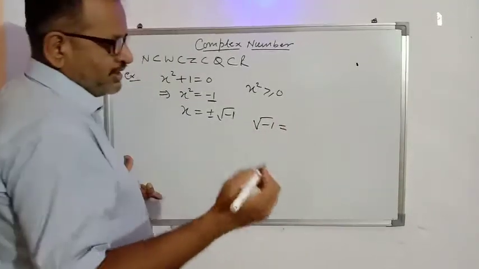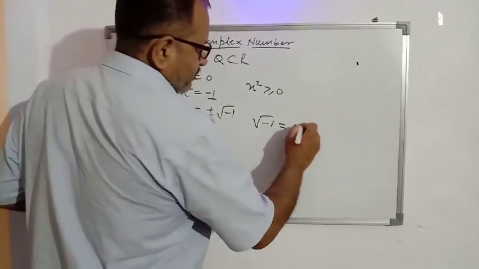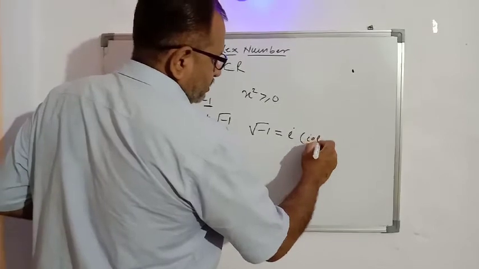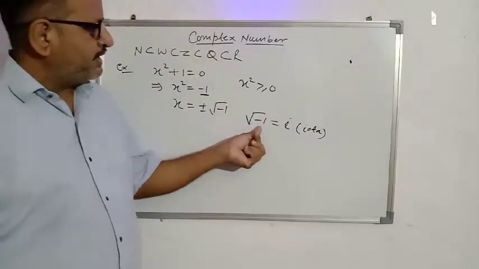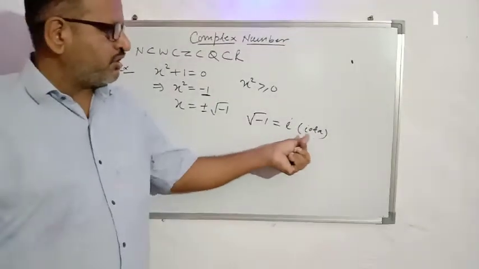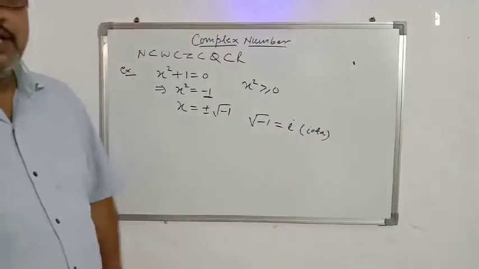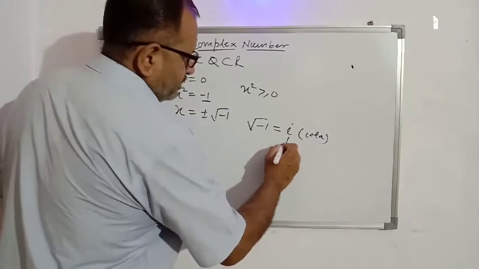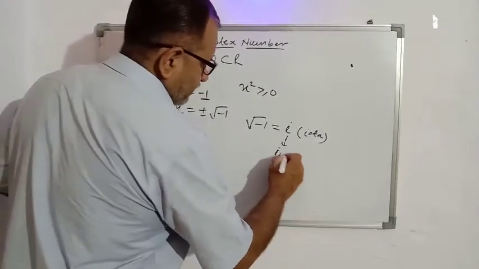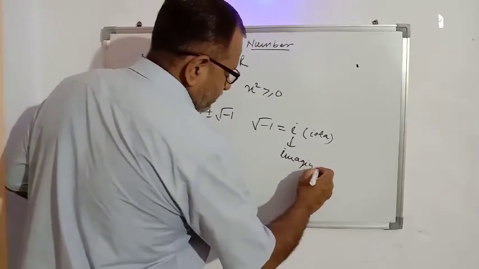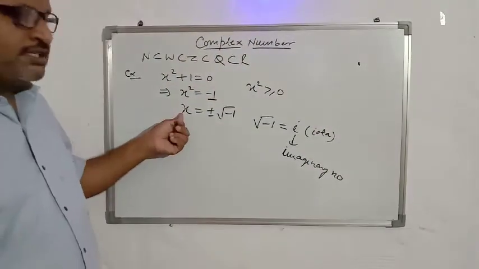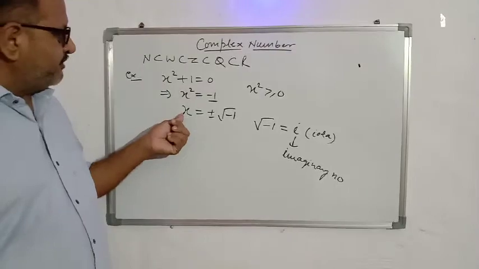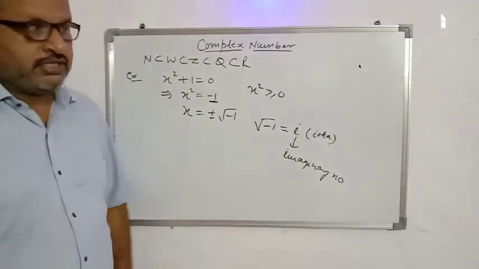is represented by a symbol i, which is called iota. Root minus 1 is represented by the symbol i, which is called iota. i is an imaginary number. So we cannot get a real solution of this equation, but we can get the imaginary solution of this equation.